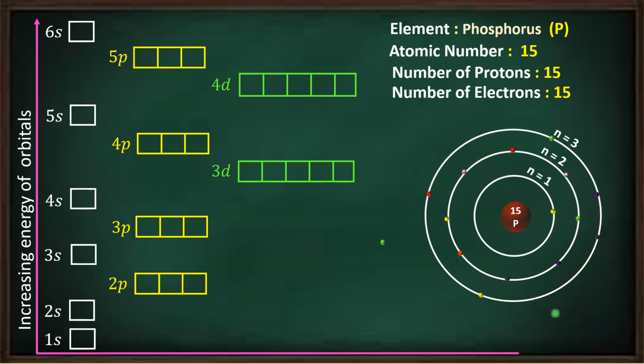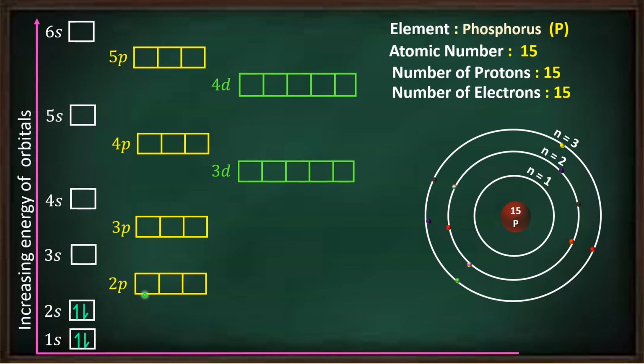So first electron occupies 1s orbital. The second electron pairs up with this electron in 1s. Next, 1s is completely filled. Third electron enters into this orbital, 2s orbital. Next, say fourth electron pairs up with this electron, 2s orbital is completely filled.